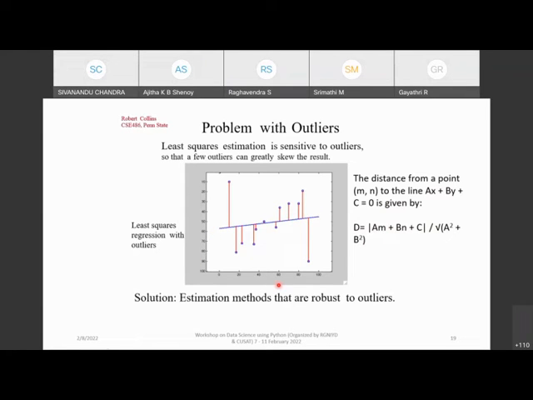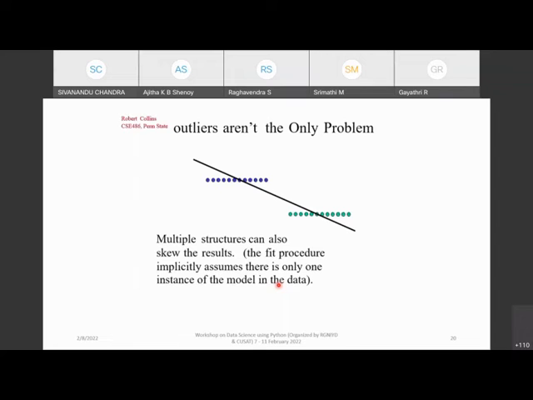So in such cases, the least square method fails. Outlier is not the only problem. Suppose the given data looks like this, then here one single line is not going to fit this particular data. In the least square method, you are going to fit these data points using one single line. So that is not actually a good fit, and that's also a problem. Here you actually require two lines, one line for this data and one line for this particular data. So multiple structure can also skew your result.